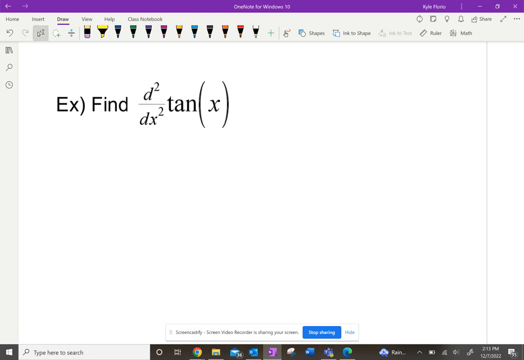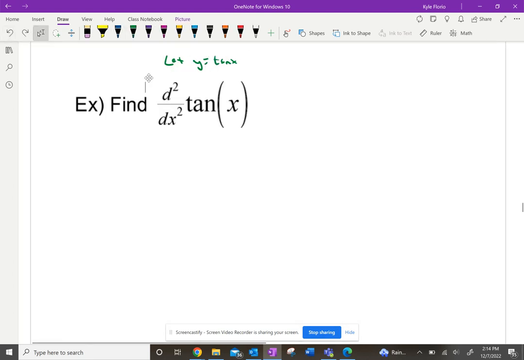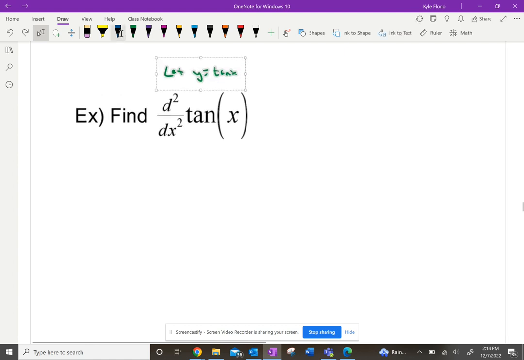that's the second derivative. Find the second derivative of tangent. Ooh, a little spin here. I'm just going to let y be tangent of x so that I don't have to do the notation. So then the derivative of tangent, I believe we said, is secant squared. So if I want the second derivative, ooh, we've got to be clever here.